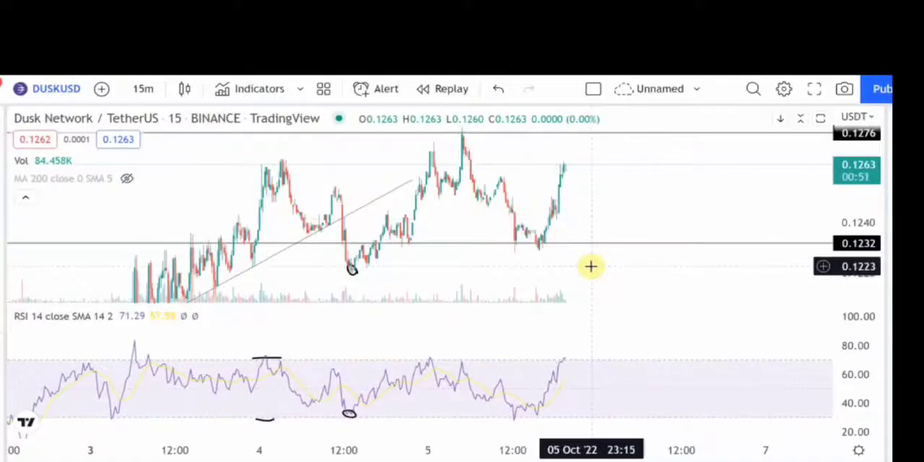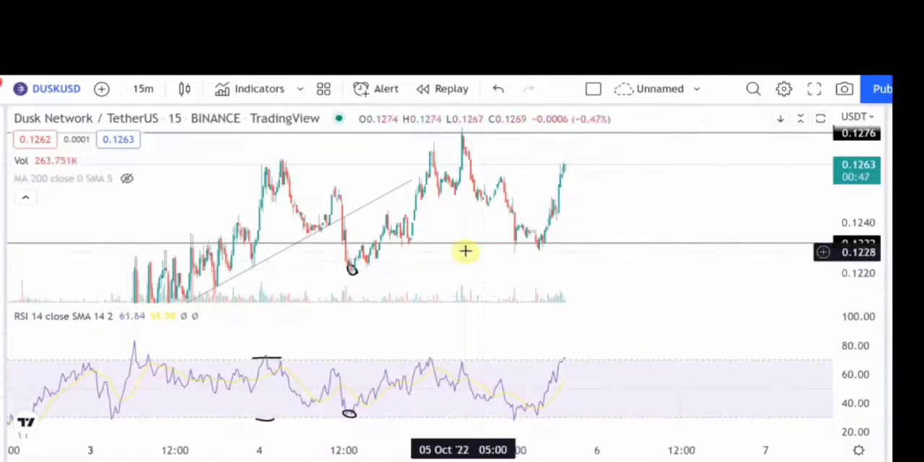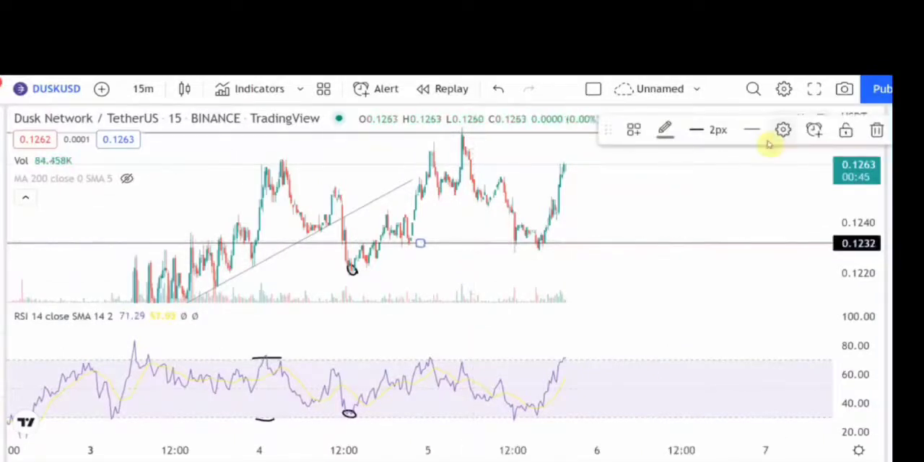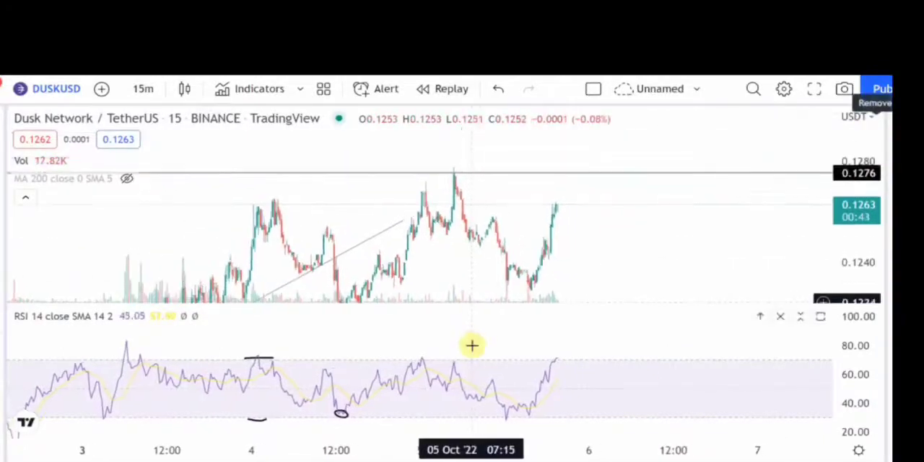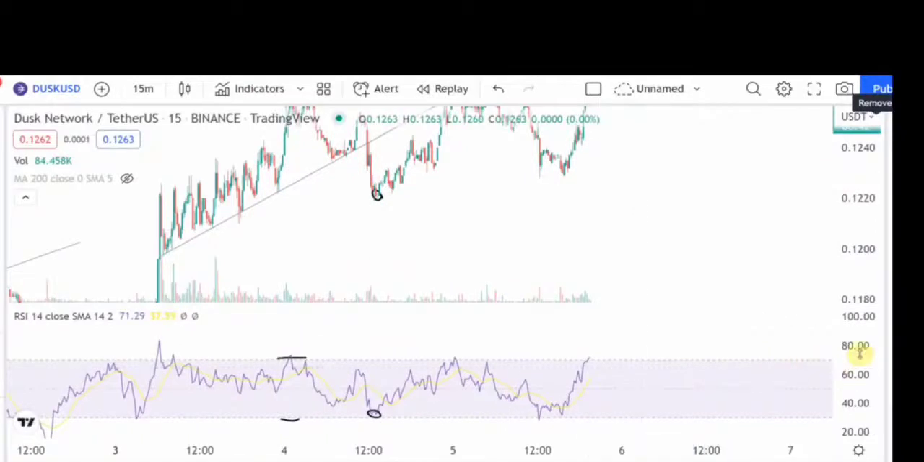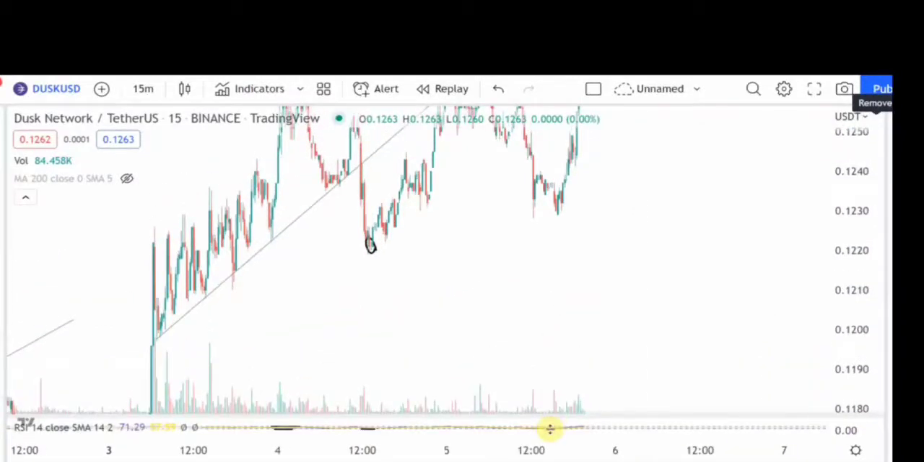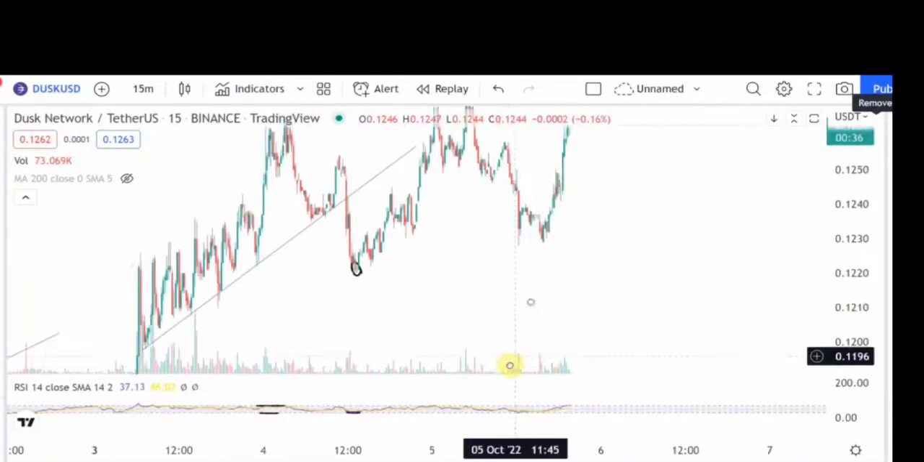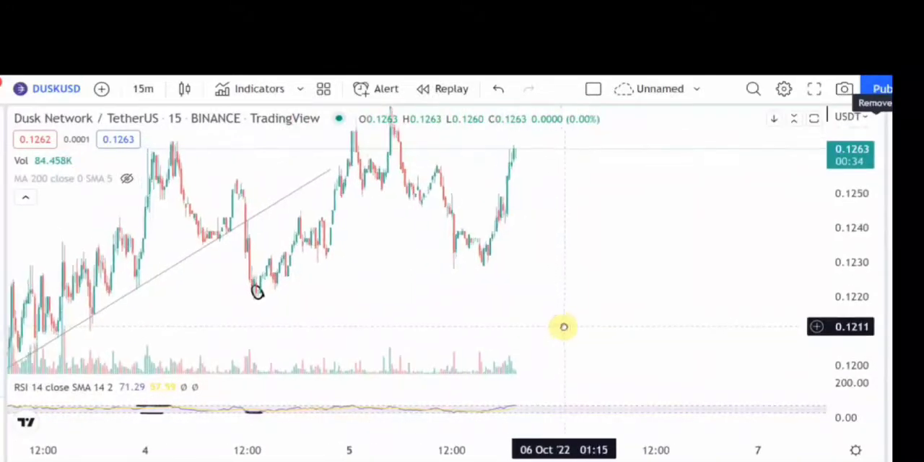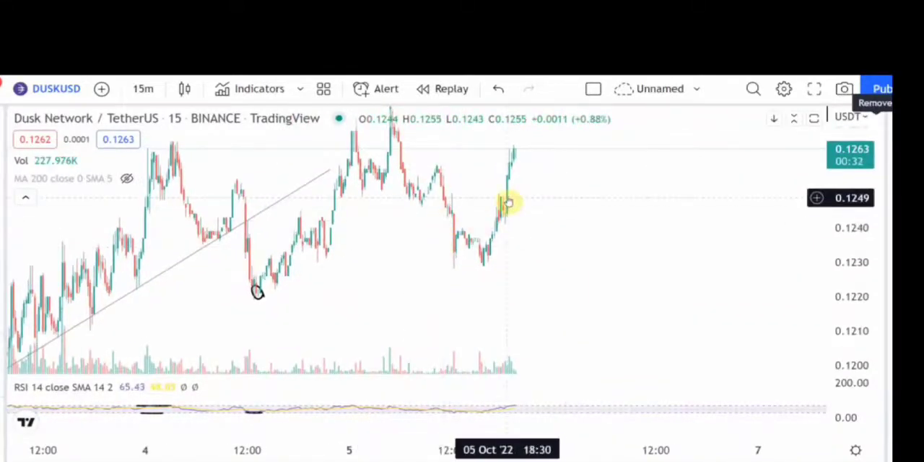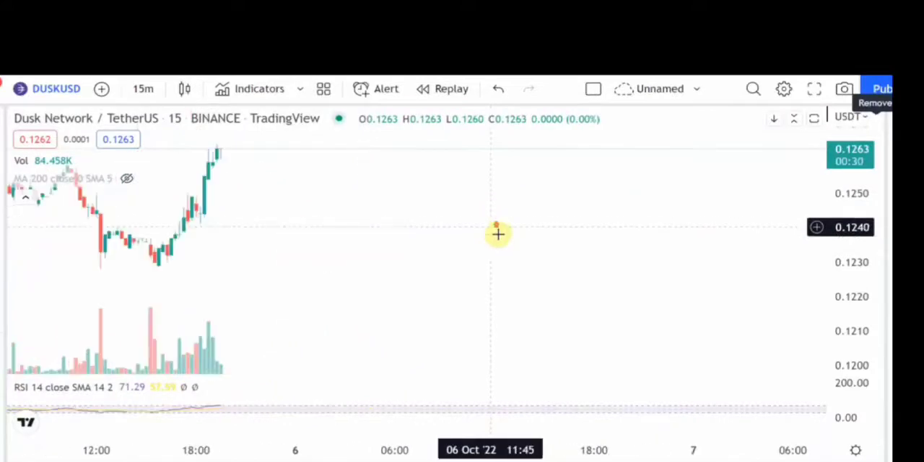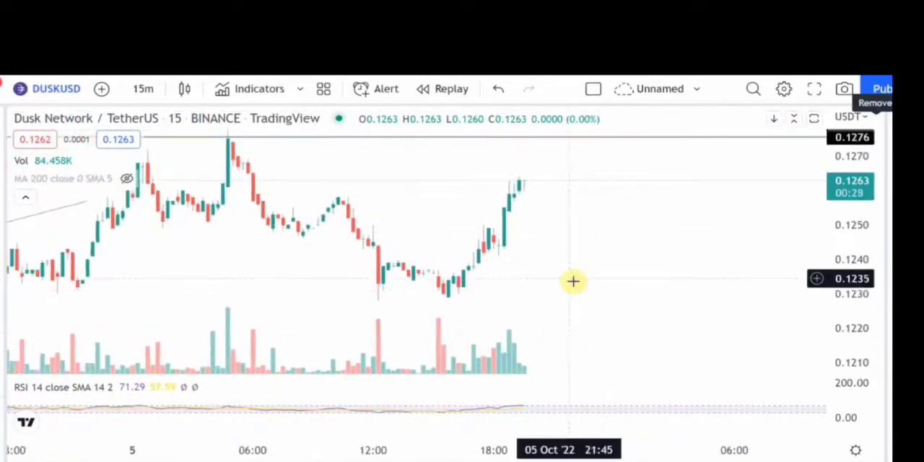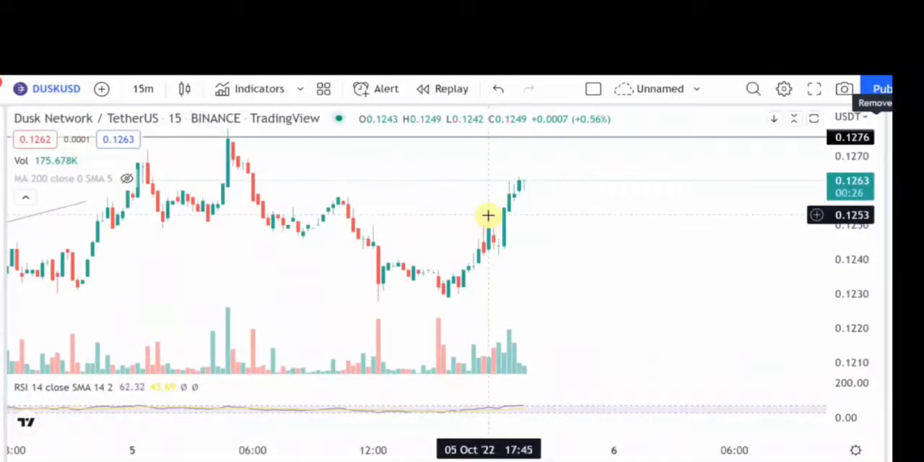So determine the strength of the pump. In this video, what I want you to take out from this video is one thing. If you didn't learn anything from this video, there's one particular thing I want you to take out, which is what I'm going to show you now. First, you determine the strength of the pump. You start looking at the candlestick. If the candlestick is big, you know that the pump is high. So first of all, make sure that you determine the strength of the pump.